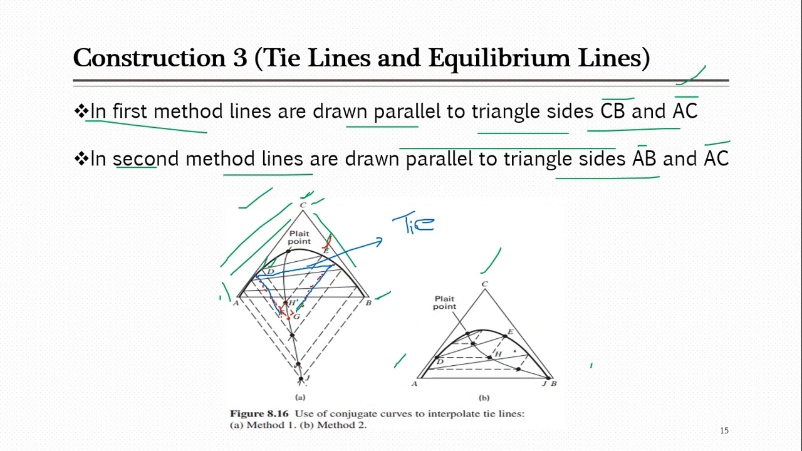The second method is somewhat similar, but here you have to draw lines parallel to AB and AC, and you will locate some intersecting points, like one intersecting point here, another here, and so on. If you join them with the plait point, you will get the curve. From this curve you can draw lines parallel to AB and AC, and you will hit some points on the binodal curve, and if you join them you will again get your tie lines.